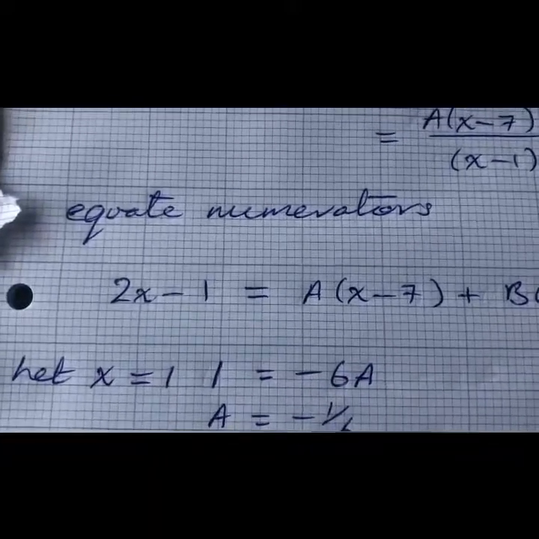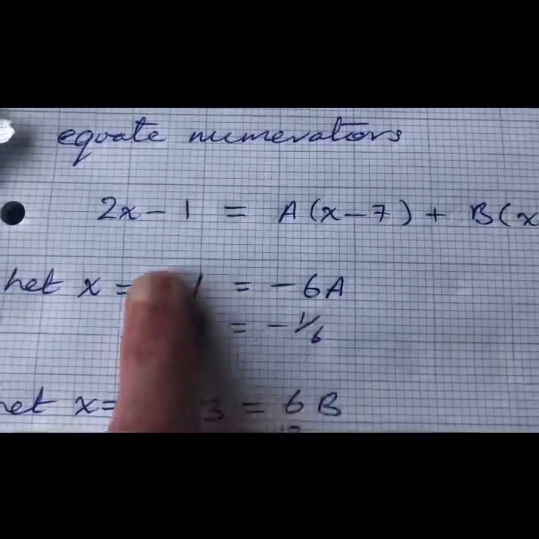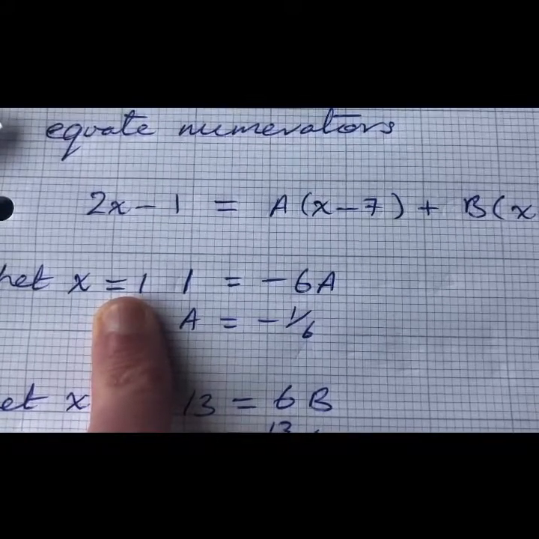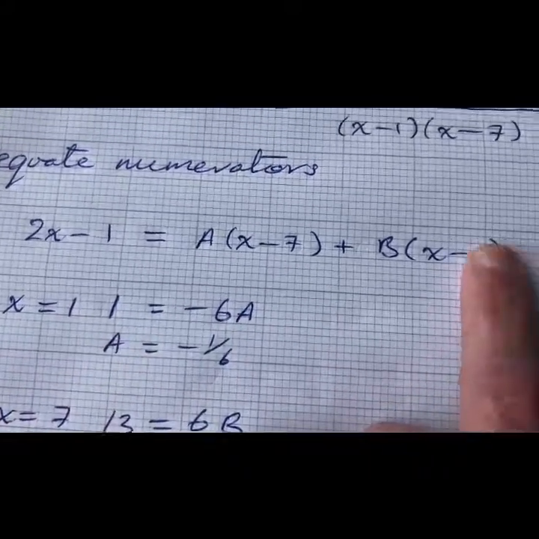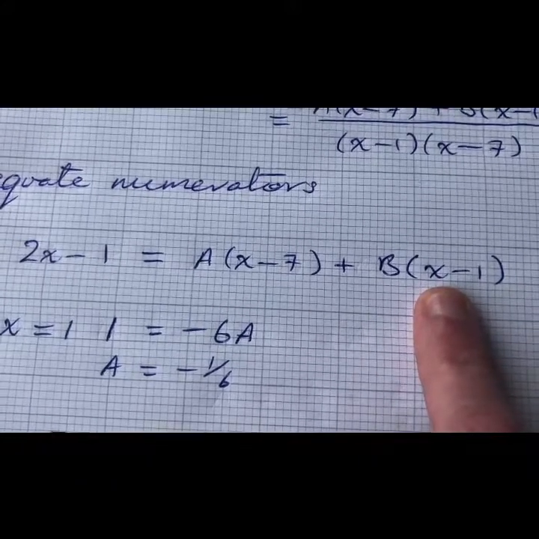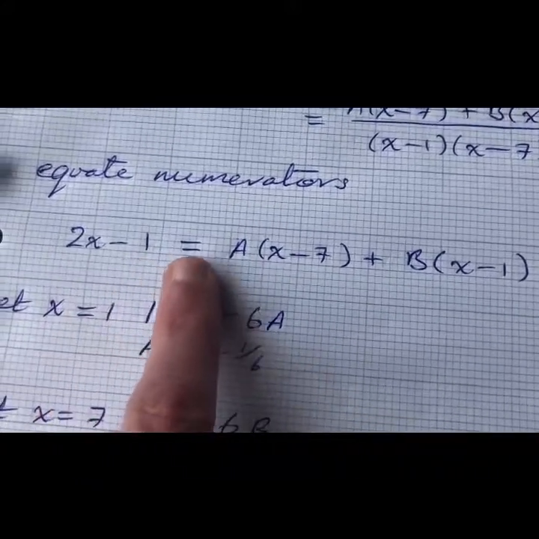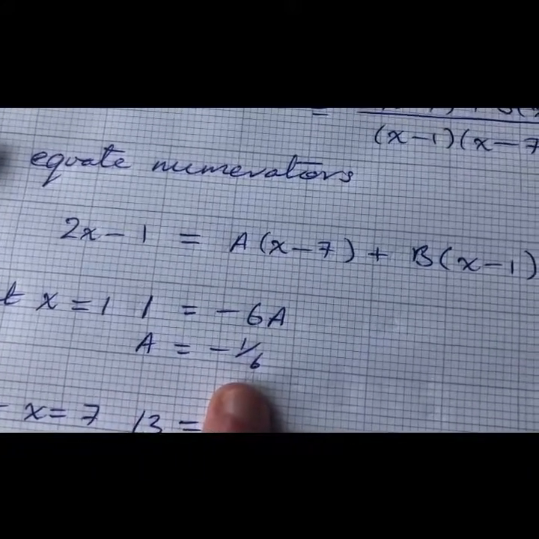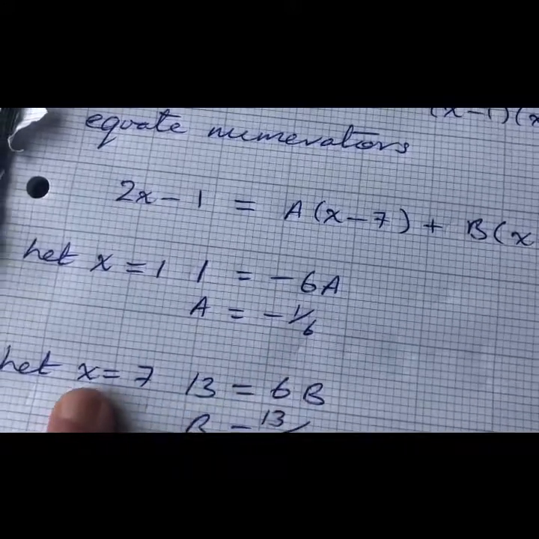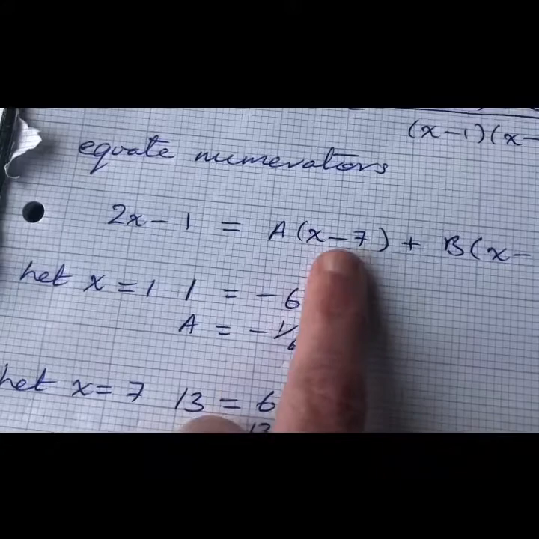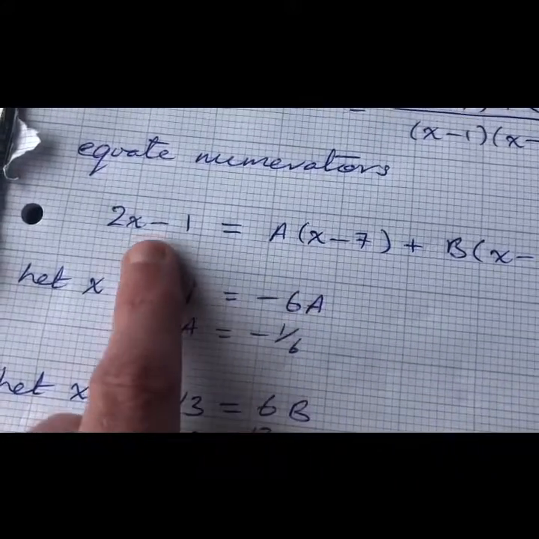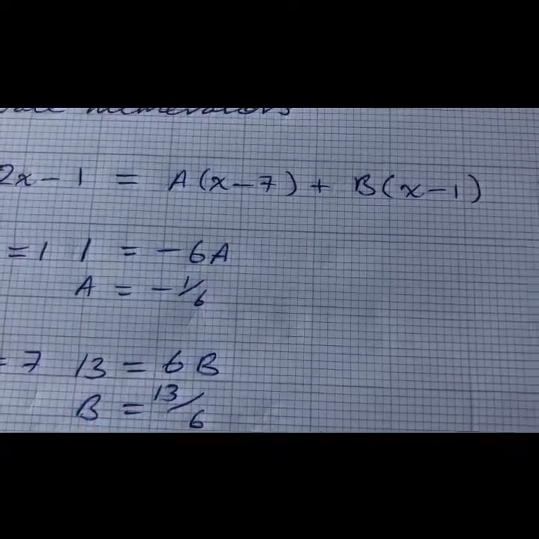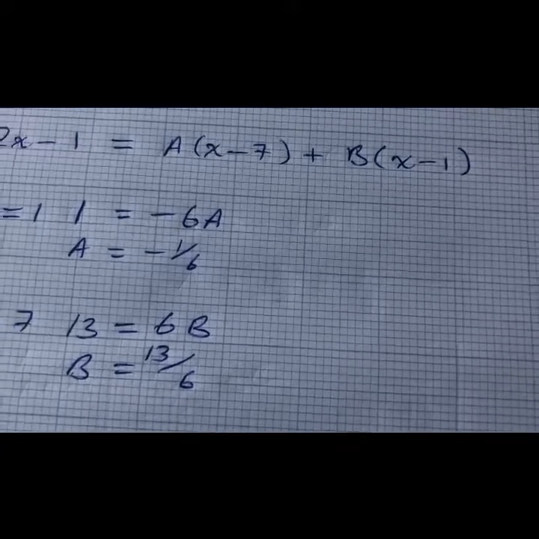And the sensible thing to do is look for sensible x's to substitute in that will cancel out terms and simplify. So if I let x equal 1, this term here becomes 0, and overall I'm left with 1 equals minus 6a, which allows me to say that a is minus a sixth. If I let x equal 7, it will cancel out the a term and leaves me with 13 equals 6b, which allows me to say that b is 13 sixths.